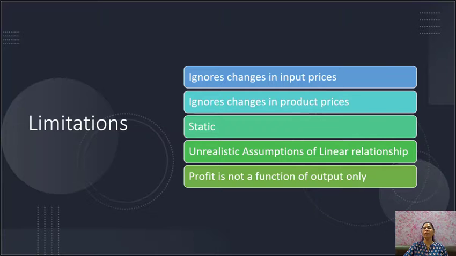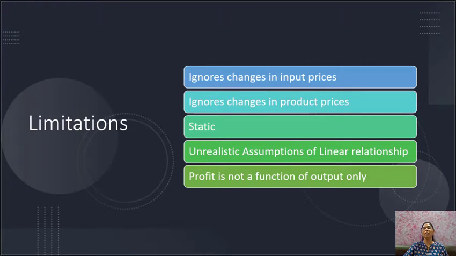Now let us see some of the limitations of break-even analysis. It ignores changes in input prices. Prices of inputs like raw materials and wages are liable to change constantly. Break-even analysis is based on past data. It becomes necessary to adjust this data in the context of changes in the prices of input. However, it is not so done. As a result, the use of break-even analysis becomes limited.